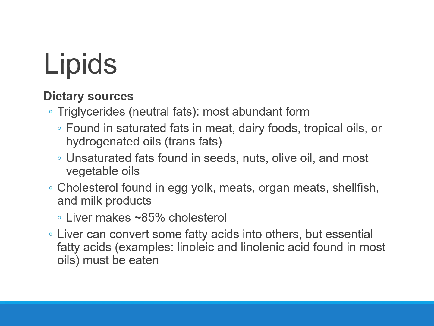Let's talk a little bit about lipids now. Where do we get these from? We get triglycerides, which are neutral fats. These are the most abundant form of lipids that we have, and these are found in saturated fats in meat, so any type of animal protein, dairy foods, tropical oils, meaning coconut oil and palm oil, or hydrogenated oils, what we call trans fats. And then they also come from unsaturated fats, which are basically found from vegetables. So seeds and nuts and olive oils and most of our vegetable oils that we look at.